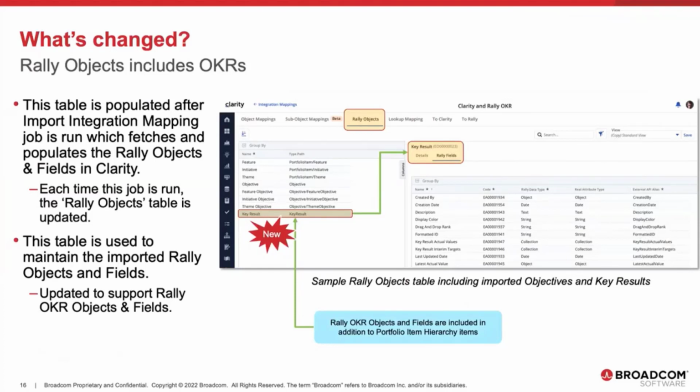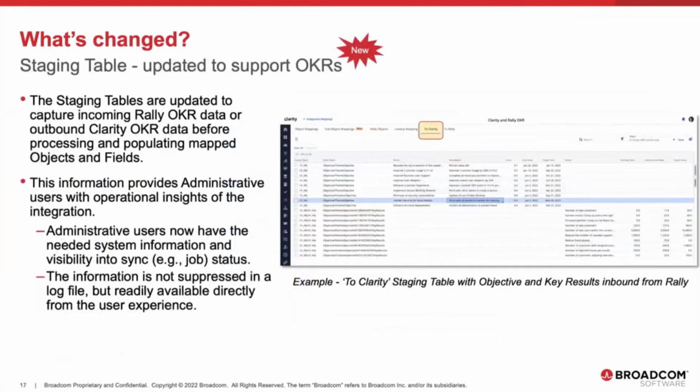You see the feature, initiative, and theme are examples of objective hierarchy levels, and there's the key result area with its flyout selected on the right, and you can see all the various fields that are supported for key results, brought in and stored in Clarity.